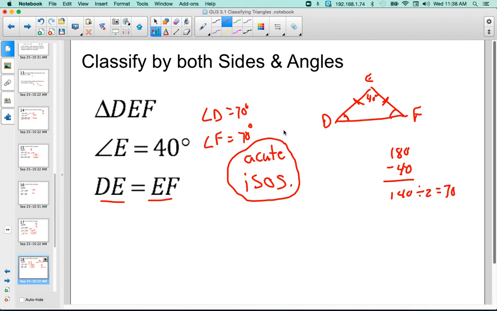Now, this is not really drawn to scale. This would probably look a little bit more like this.